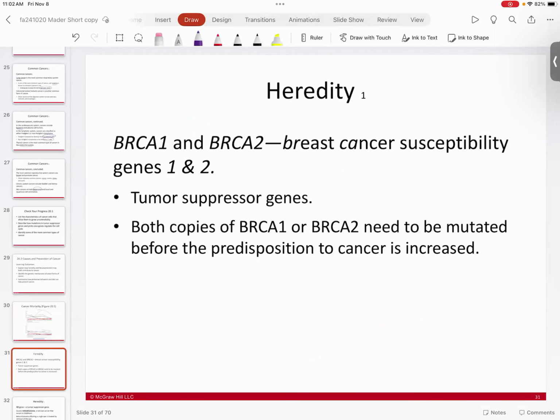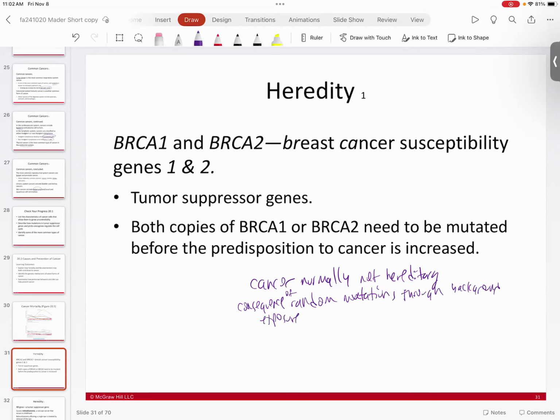So let's take a look at the hereditary nature of cancer. First of all, you need to understand that cancer is normally not hereditary. It's basically the consequence of random mutations through background exposure in our environment that affects our body cells, not our germ cells, is to say our eggs and sperm.